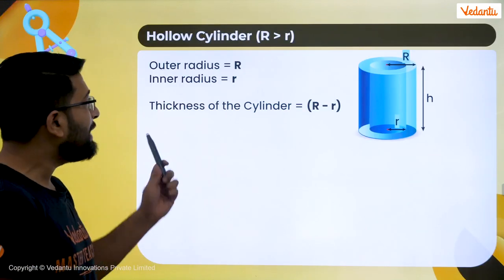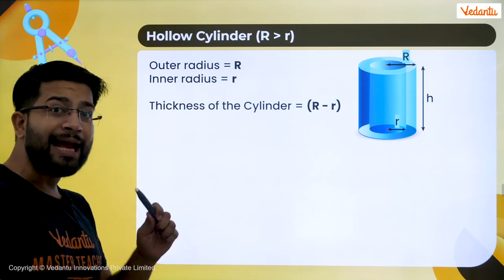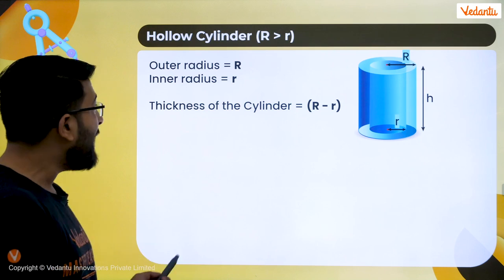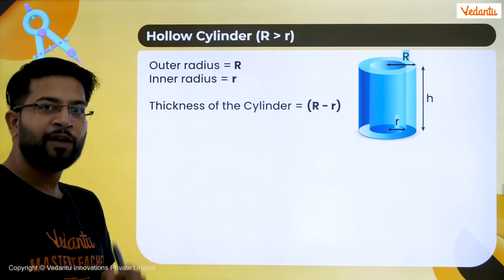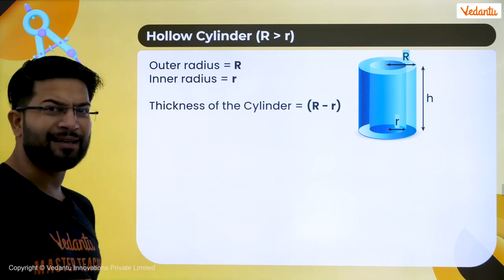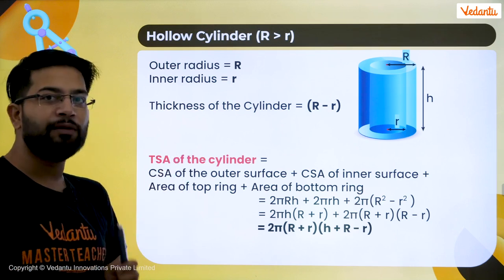cylinder. So then we can see that in the hollow cylinder there are two cylinders. One is external, one is internal, of different radius. So champ, the thickness of this cylinder is nothing but the difference of external cylinder radius minus internal cylinder radius. Very easy. Now let's talk about the total surface area of the cylinder.